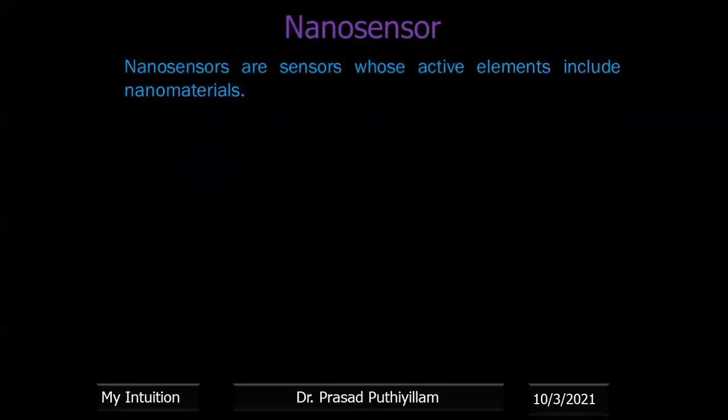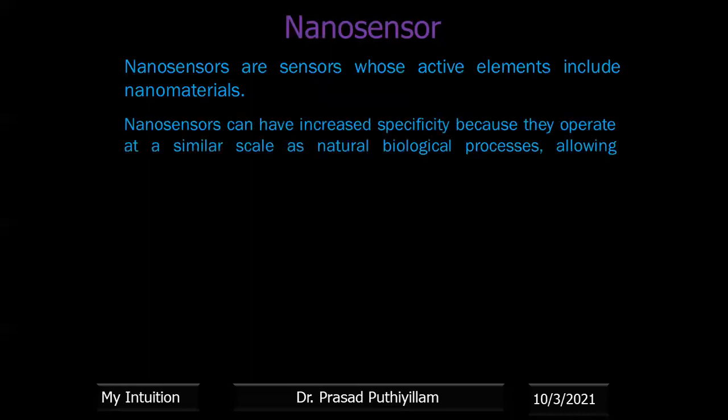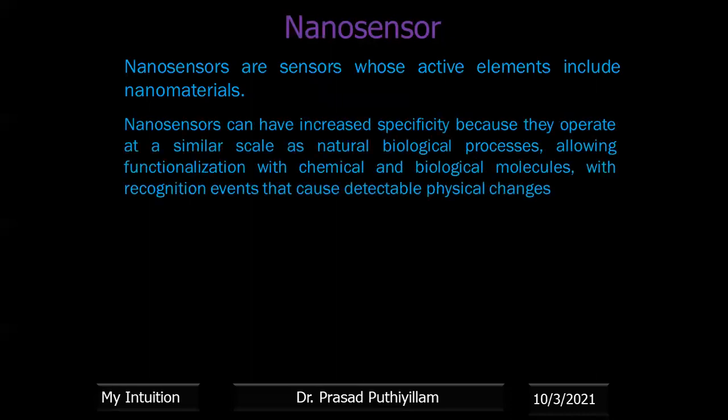In a micro sensor, if the material used is nano material, then we can call it a nano sensor. Specificity can be increased because of the very small, nano sizes, that is the size of biologically active materials. Biological activity can be detected. It can function in such a way that chemical and biological molecules can be detected easily, because the size range matches that of the biologically active or chemical molecules.